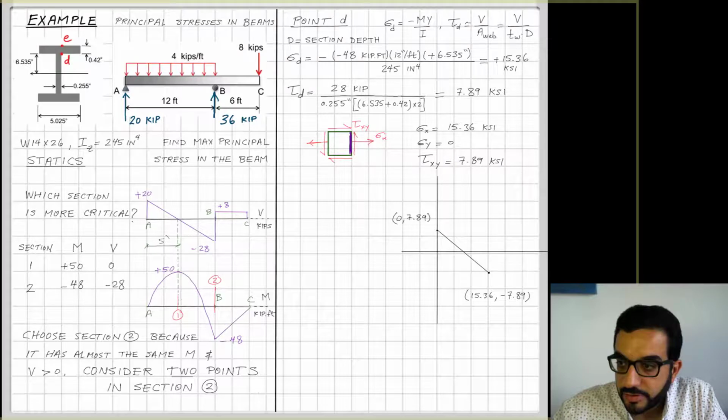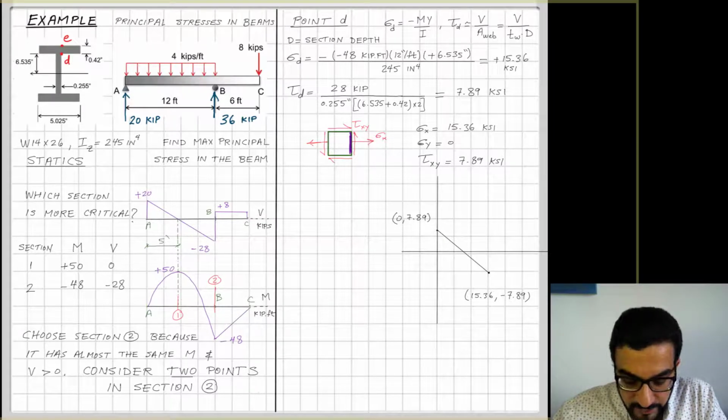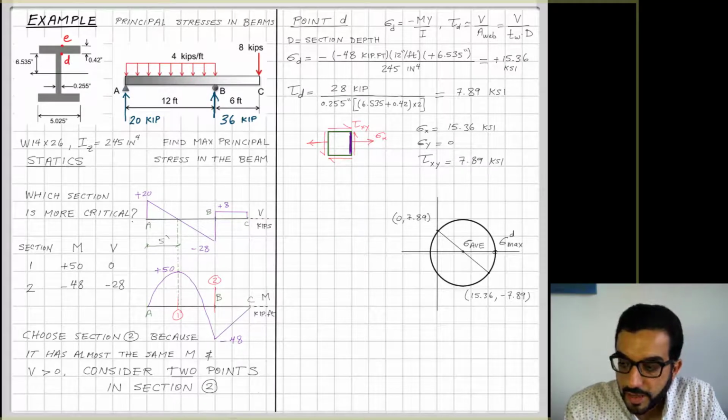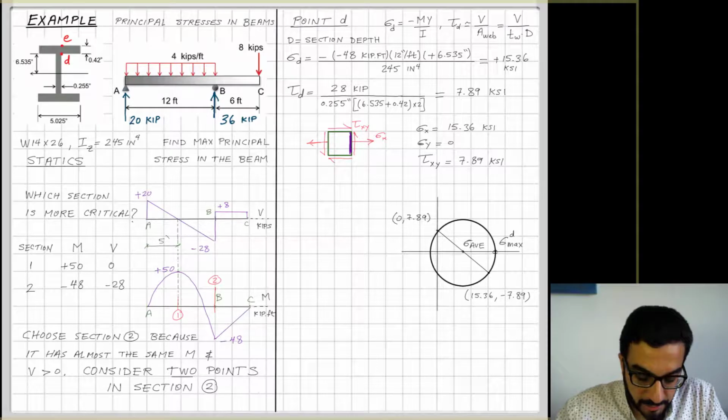So sigma x here is the one we calculate, and sigma y is equal to 0. When I plot now these 2 points, sigma x with negative tau xy and sigma y and tau xy, that will give us the diameter of the circle, or Mohr circle, and this will be the center of it, sigma average. And we can see here that the principal maximum stress at D will be the intersection of the circle with the sigma axis.